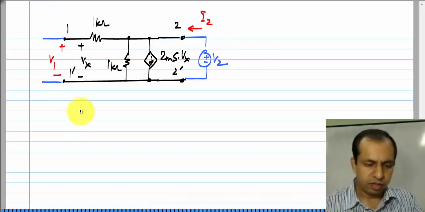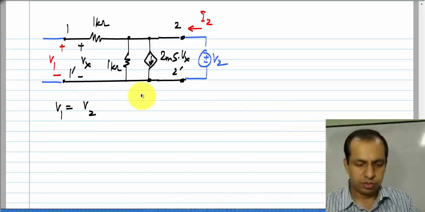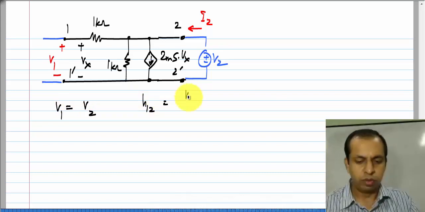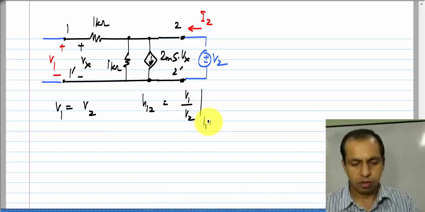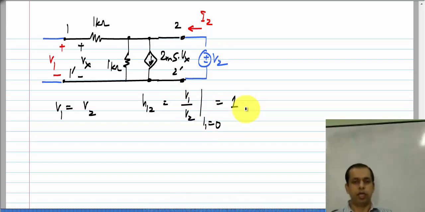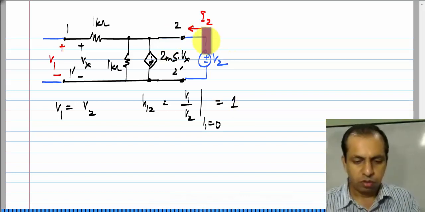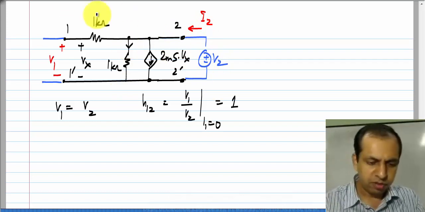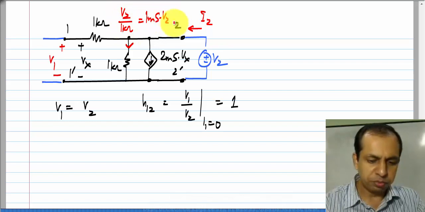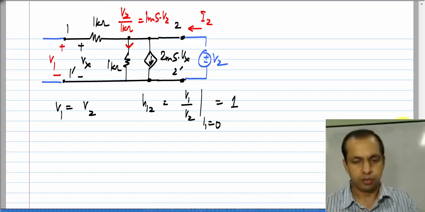So, we have V1 equals V2, which tells you that H12, which is V1 by V2 with port 1 open circuited, is simply 1. Okay. So, now we have to calculate I2. First of all, this V2 appears across the 1 kilo ohm resistor. So, we have V2 by 1 kilo ohm, or 1 millisiemens times V2 flowing through the resistor.